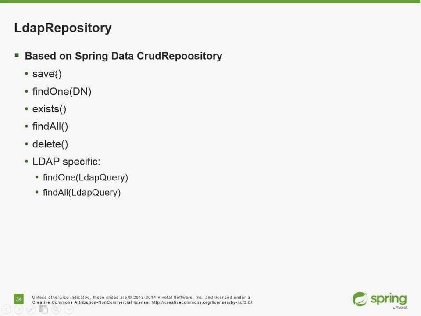Please note that the save method here will automatically calculate whether this is a new entry or an existing entry. If the entry already exists, it will try to update it, and if it's a new one, it will try to create it. So that means that if you want to update something, you should typically have retrieved that first using, for example, findOne with the distinguished name or one of the LDAP-specific methods down here. Otherwise it will be very hard to calculate whether it's a new or an existing entry.